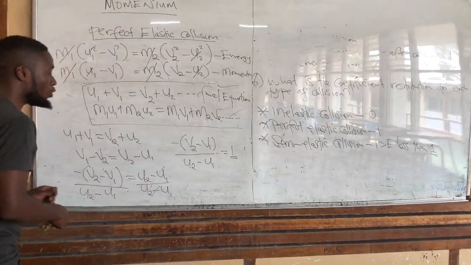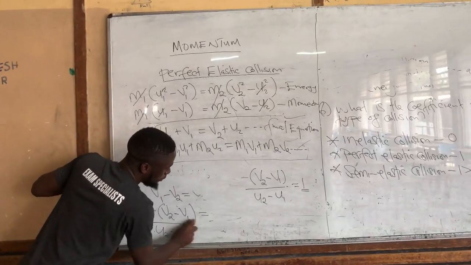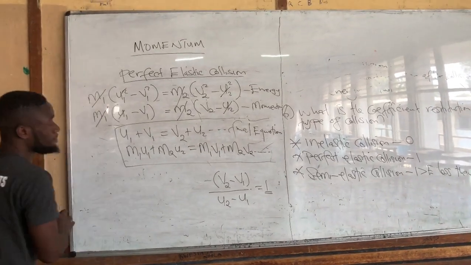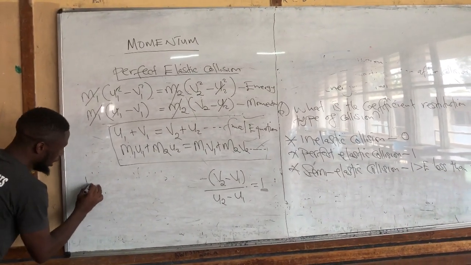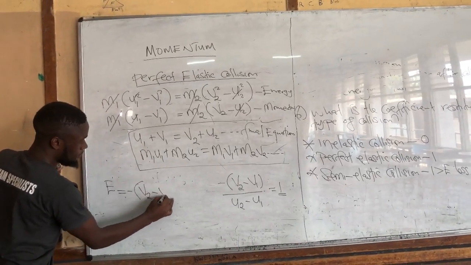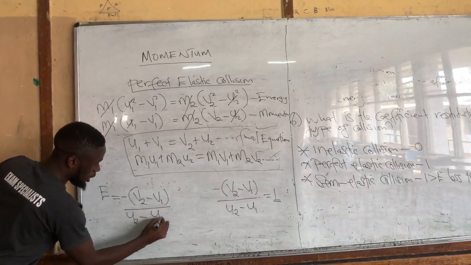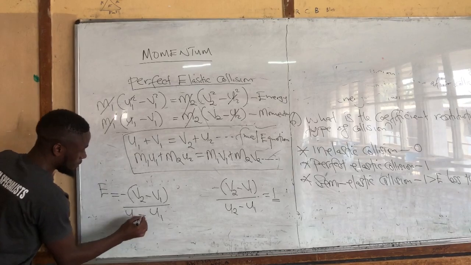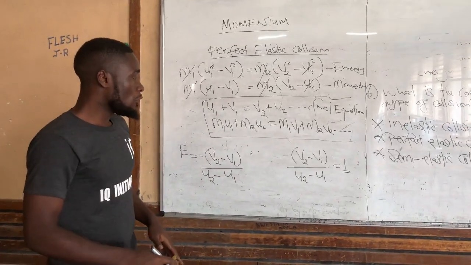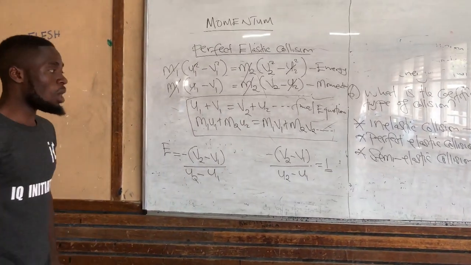So the formula for the coefficient of restitution, let's put E representing the coefficient of restitution. So it will be E equals negative V2 minus V1 over U2 minus U1. So this is the equation of the coefficient of restitution. Meaning here the coefficient of restitution is equal to 1.